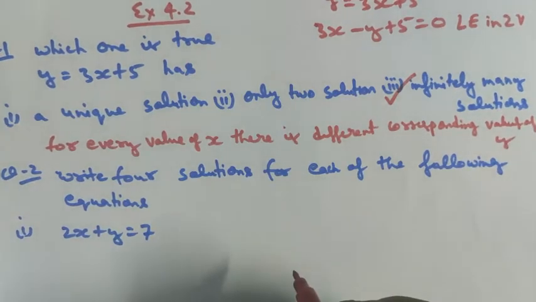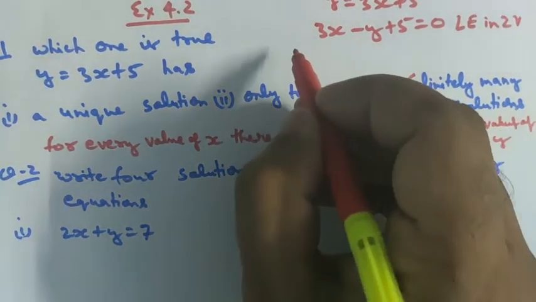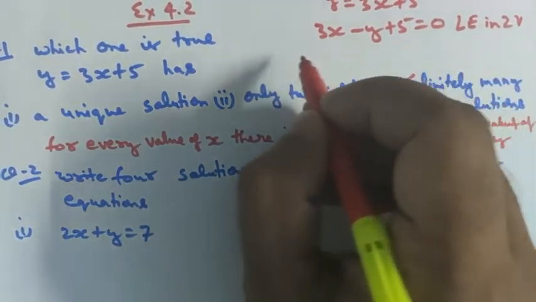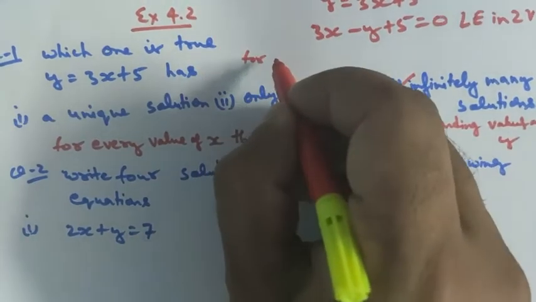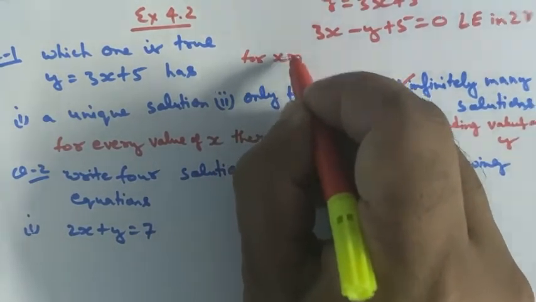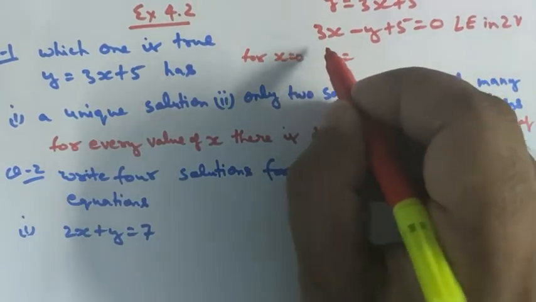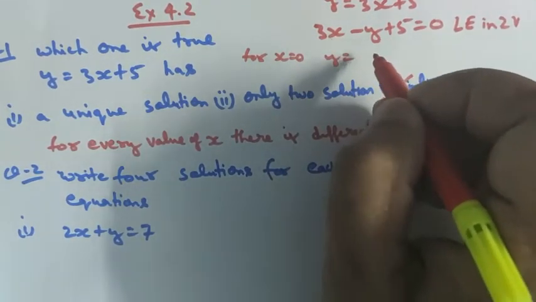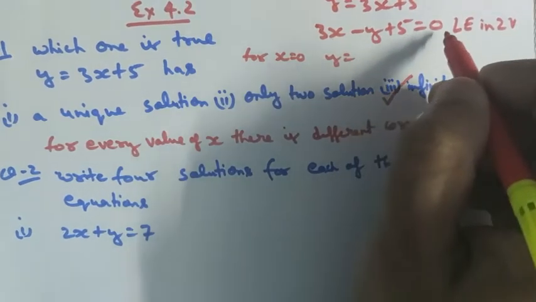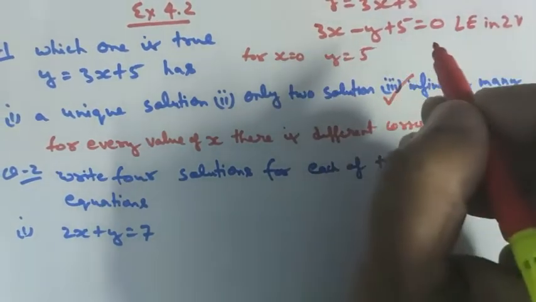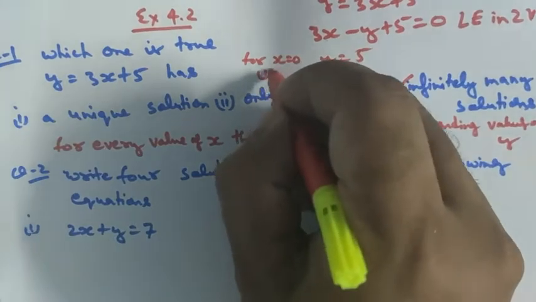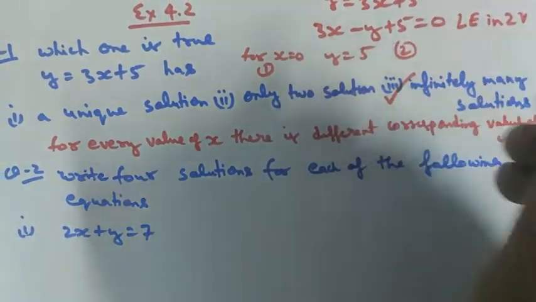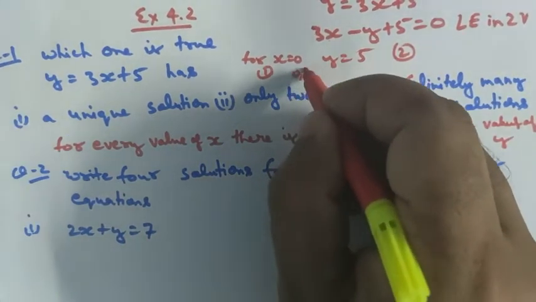Let's take an example. This can be written as 3x minus y plus 5 equals 0. For x equals 0, y will be equal to what? 3 times 0 is 0, minus y plus 5, so minus y plus 5 is equal to 0, y is equal to 5. This is the first pair, 0, 5.